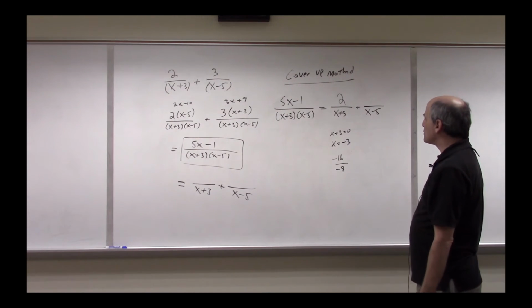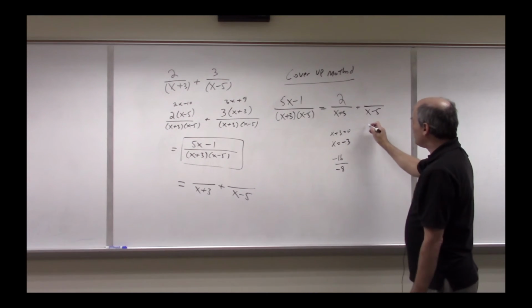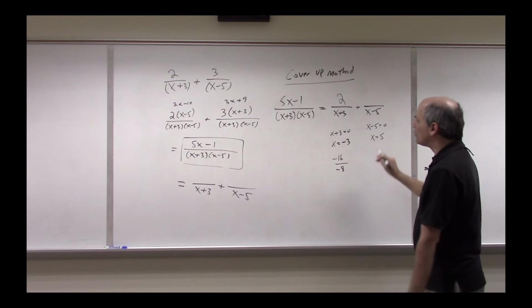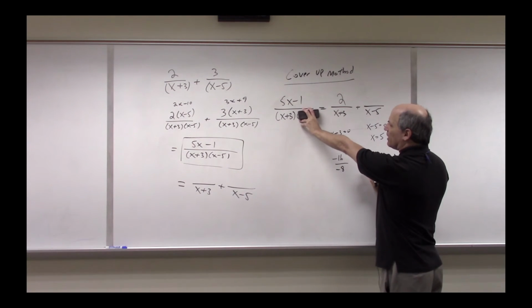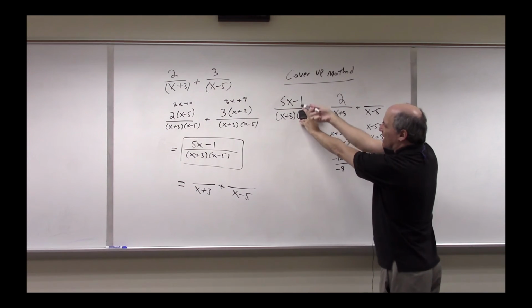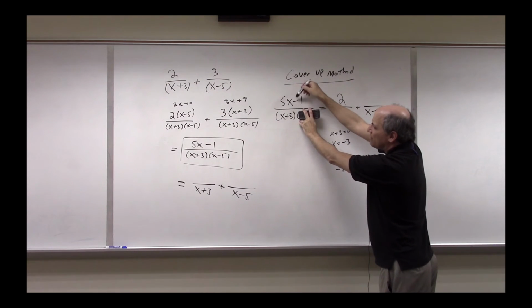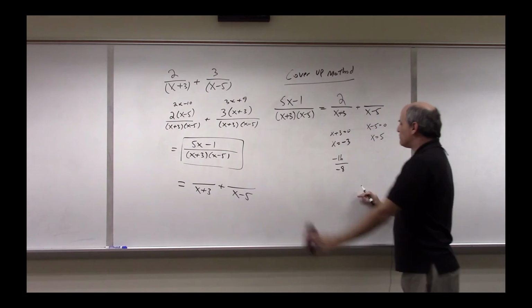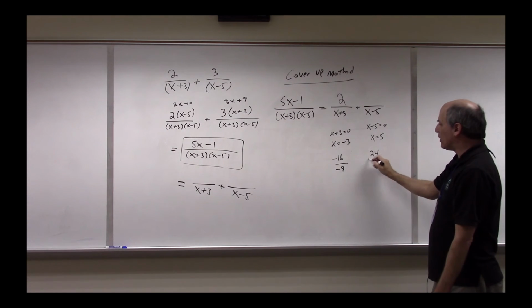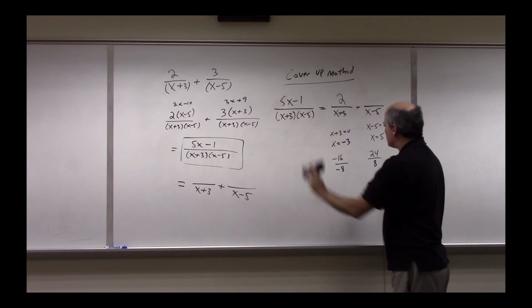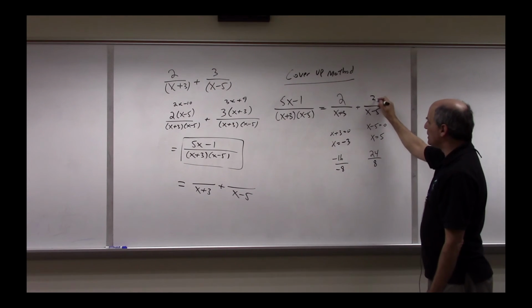We can do the same thing here. You look at the bottom term, you say to yourself, what would make x minus 5 equal 0? That would be x equals 5. So now I have to cover up this term, and I plug 5 in everywhere that's left up here. 5 times 5 minus 1 is 25 minus 1, which is 24. 5 plus 3 is 8. 24 divided by 8 is 3.